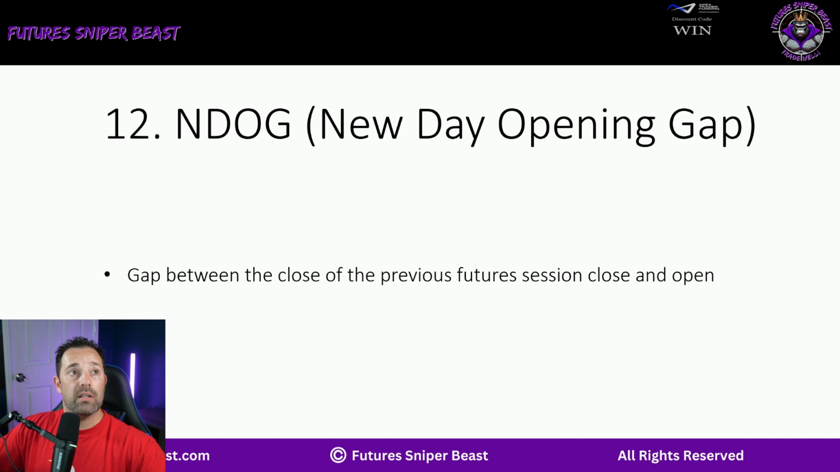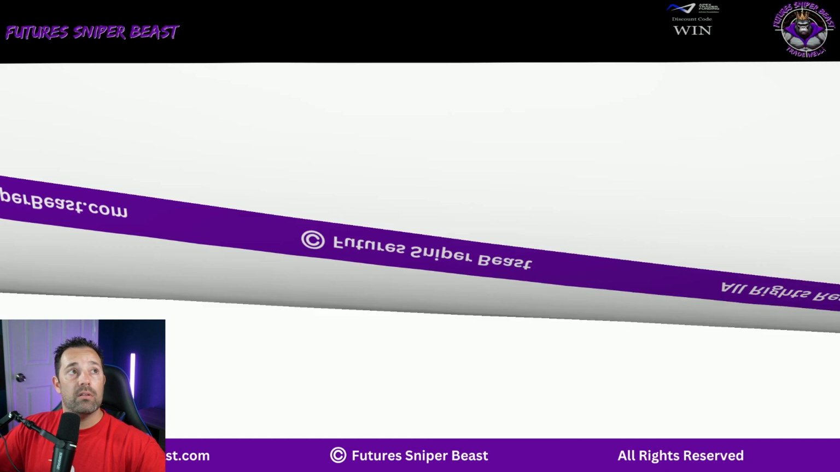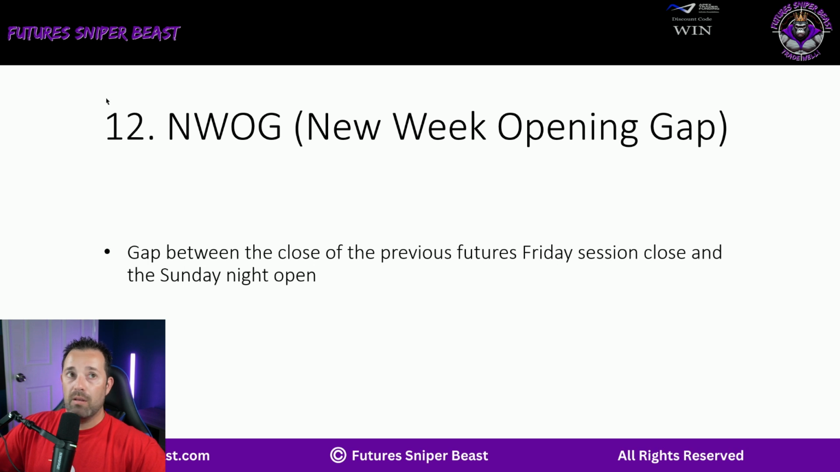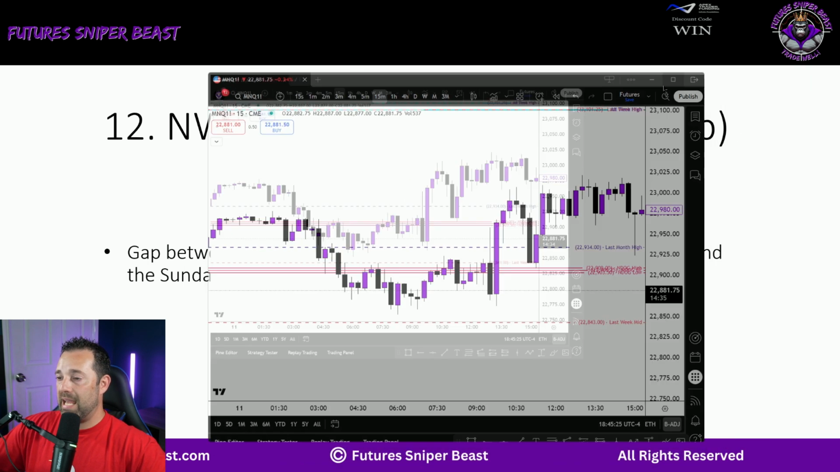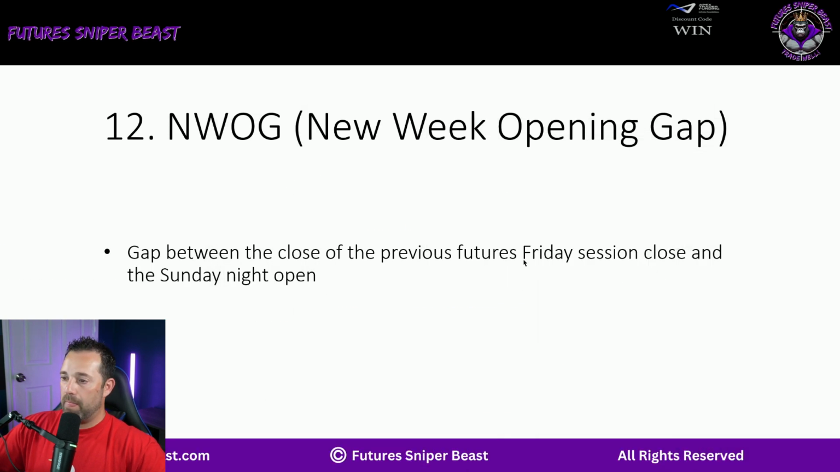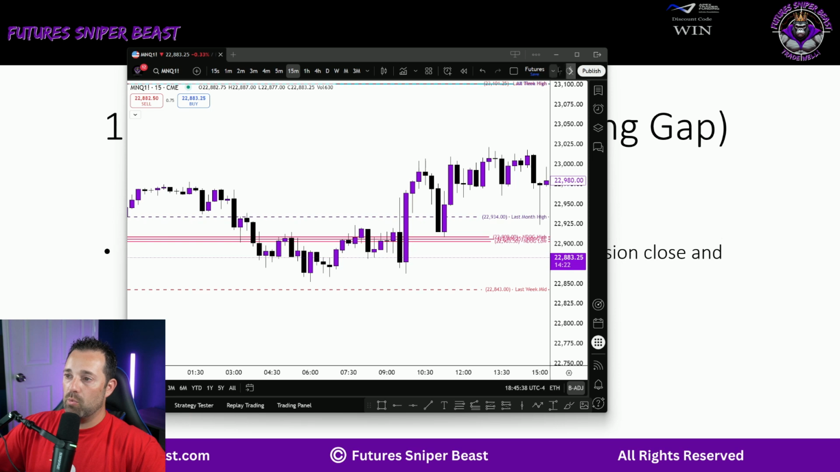All right. Next we have the new week opening gap. Basically the same thing, and this is the last one, y'all. It's the same as the new day opening gap, except the new week opening gap is literally just from the Friday session close to Sunday night open, okay? So it only happens once a week.